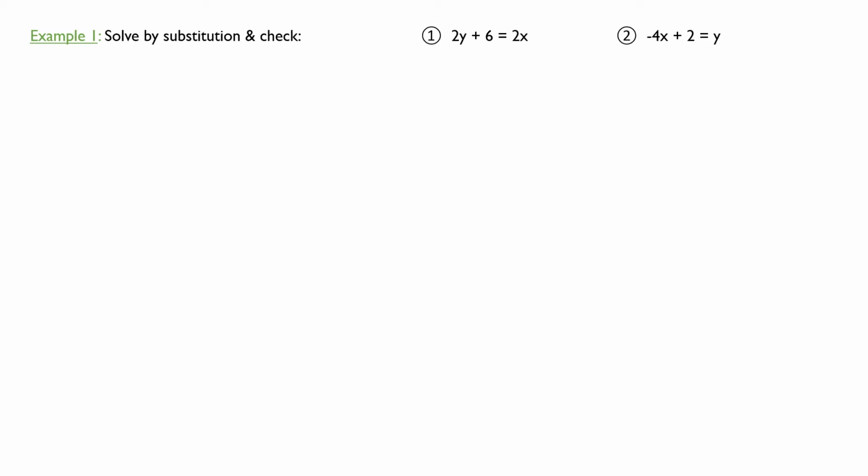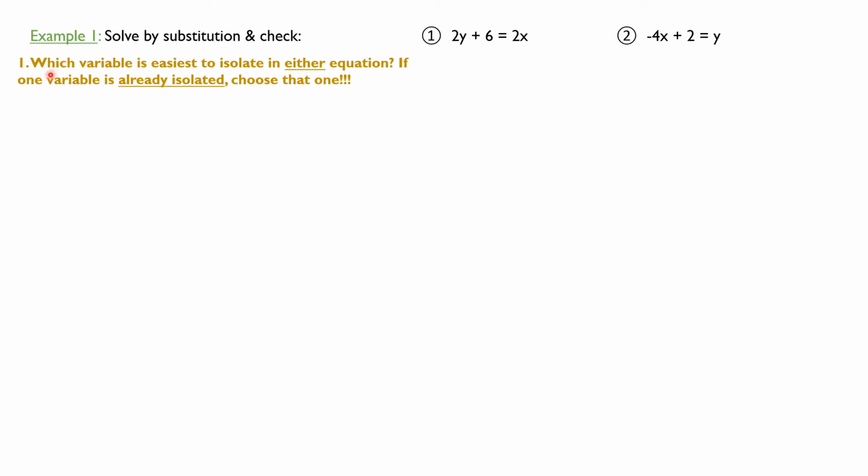Solve by substitution and check. Here are our two equations, equation 1 and equation 2, already labeled for you. The first thing I want to do is find which variable is easiest to isolate in either equation. If one variable is already isolated, choose that one. That's going to be the easiest. So again, here are my four choices: 1, 2, 3, and 4. Those are all my variables. But this y is already isolated, so I don't have to do any work at all.